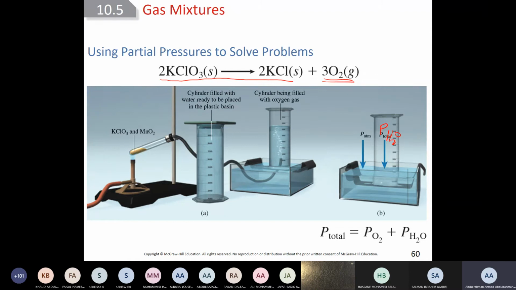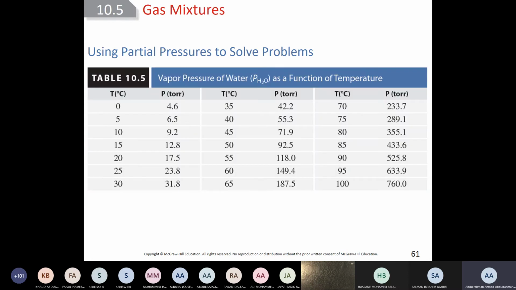So what will be the gases available here? There will be PO2, which we measure by the experiment, but there will also be H2O gas because of the water. It comes from the water. That's why P total equals the pressure of O2 plus the pressure of H2O. Always, whenever you collect gas over water, there will be some gas coming from the water. Now, the pressure of the water is always constant at a certain temperature.